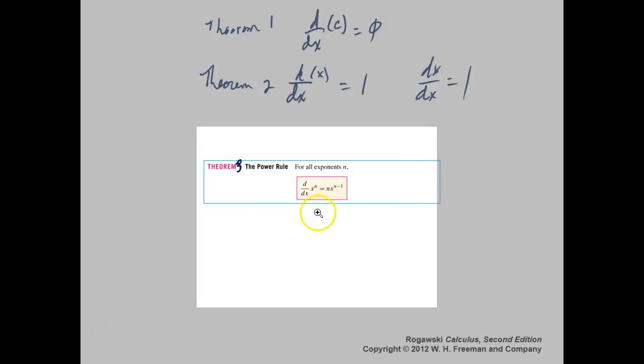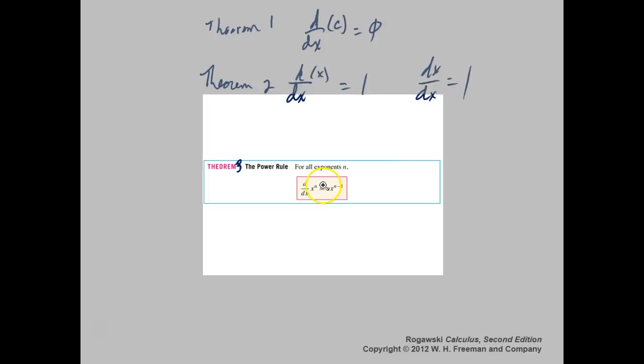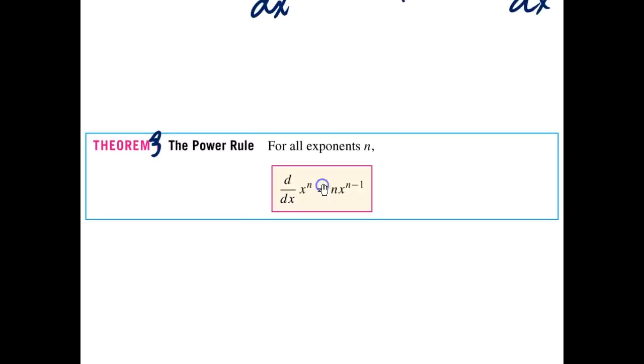And this is for any exponent n. That means n's don't have to be positive, they could be negative. It doesn't mean they have to be integers. They could be fractions. They could be decimals. Okay? The only thing we're not going to let them be right now are variables. But if they're any number in the world, this is true. And what you do is take the exponent, multiply it by the function, but drop the exponent by 1. That's the power rule.